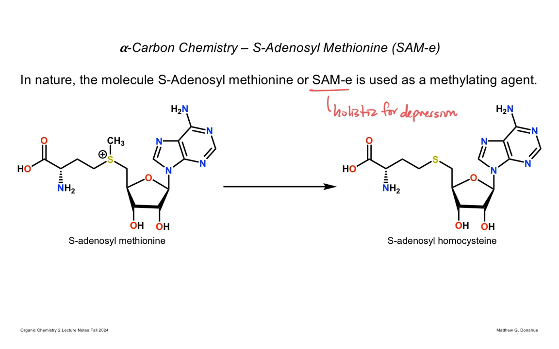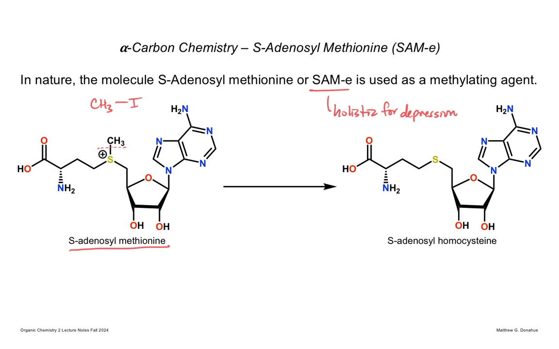But SAM-E is what nature uses as a methylating agent. So if nature wants to put a CH3 group into a molecule, it's going to use that. In this class, you're used to seeing CH3I, where iodine is the leaving group. In S-adenosylmethionine, you're breaking that bond, and the whole rest of that molecule is the leaving group.